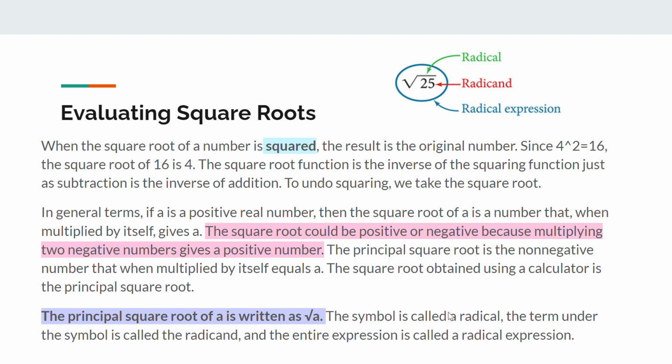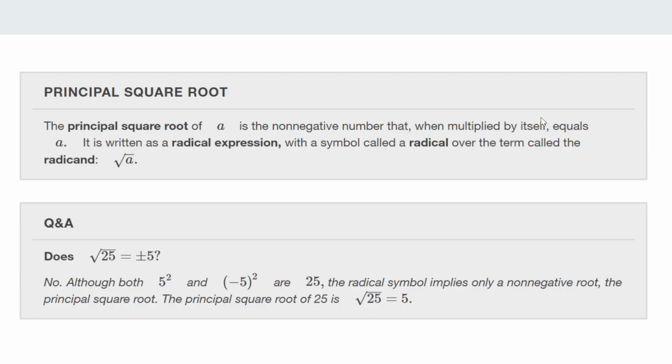The symbol is called the radical. The number inside is called the radicand. And the whole thing is called a radical expression. The principal square root of a is the non-negative number that, when multiplied by itself, equals a. It is written as a radical expression, with a symbol called the radical over the term called the radicand, like this.